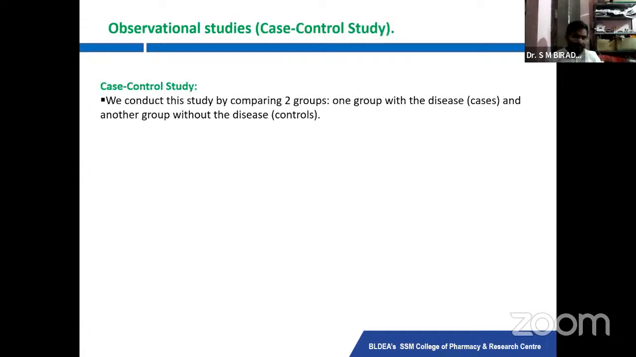And case control study. What is case control study? We conduct this type of study comparing two groups, case and control. One group is the disease control and another group is without disease control. Most of the time we conduct this type of case control study in preclinical. Preclinical means when you conduct studies on animals.